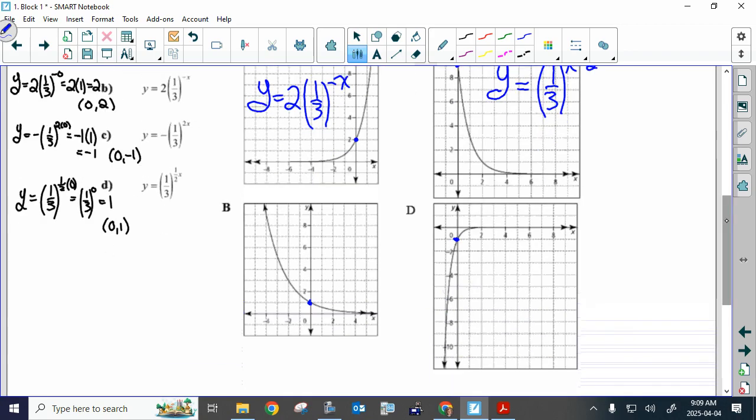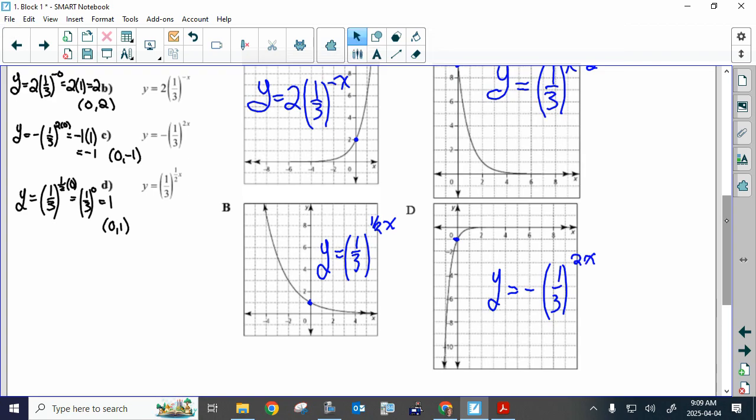This one has a (0, 1), so this must have been my (1/3)^(1/2 x). This one has a (0, -1). This one had the reflection across the x-axis. Yeah? Okay.